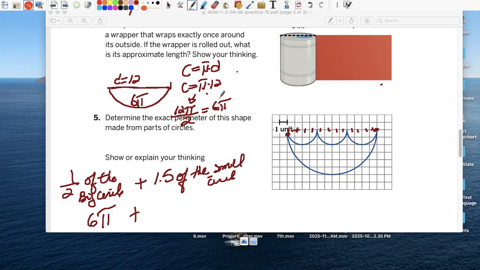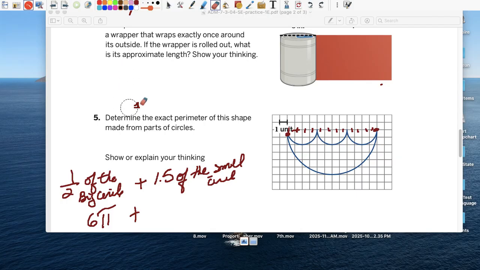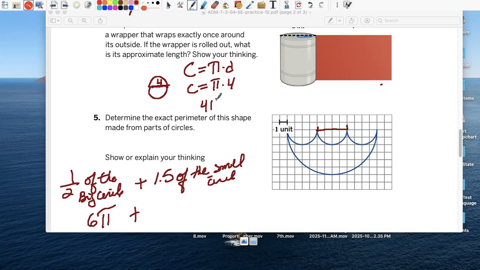Now we have these little circles. Alright, so let's take this small circle, and let's put another one on top and close it, and put a line here. Let's figure out what this line is. Well, this line would be this right here: 1, 2, 3, 4. So we have a circle with a diameter of 4. C equals pi times d. C equals pi times 4, which would give us 4 pi.